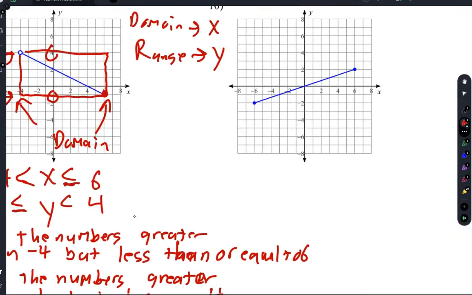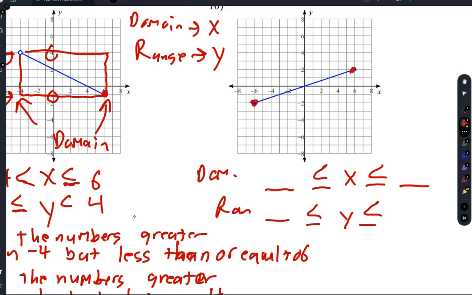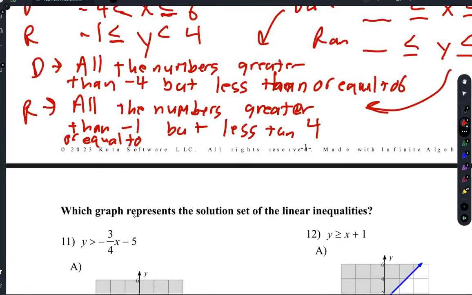Now on this one right here, I want you to get your domain. These both have closed dots, okay? So our inequalities will be like this. This will be my domain. This will be my range. And just make sure you could go from these to the word problems. On the test, they're going to be answered as word problems.